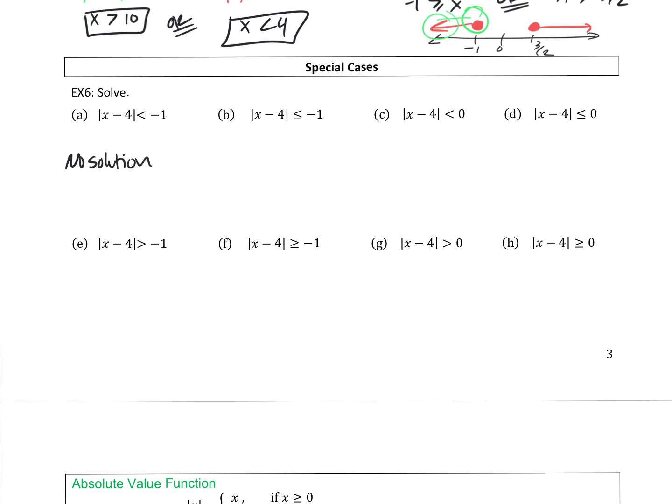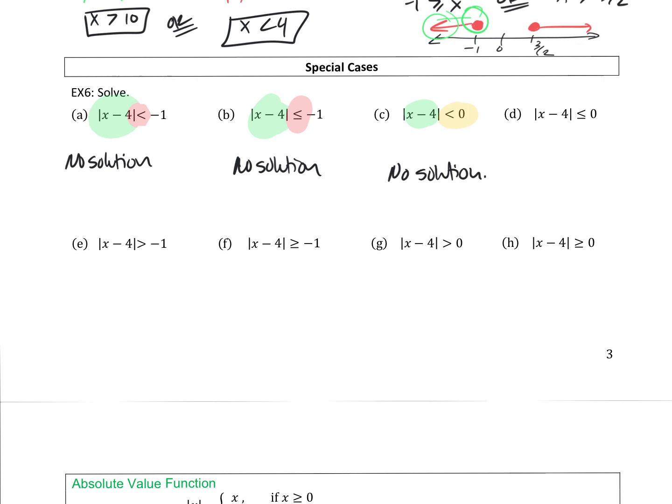Again, because we're talking about my absolute value being less than a negative, no solution. Next, again, we're looking at an absolute value and we're saying it's less than or equal to negative 1. Again, that's going to be no solution. Let's take a look at the next one. This time, again, my absolute value, and I want it to be less than 0. We can't be less than 0, which again would be like a negative value. So this one, again, is going to be no solution.